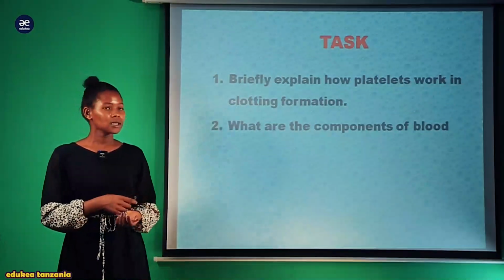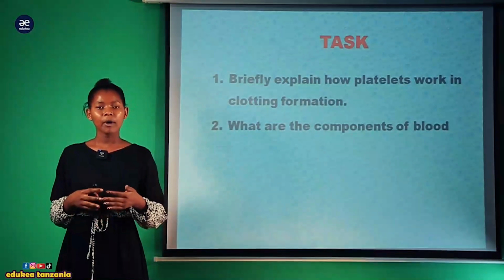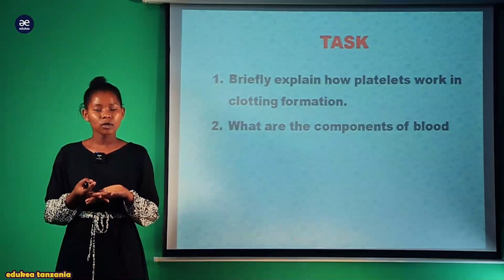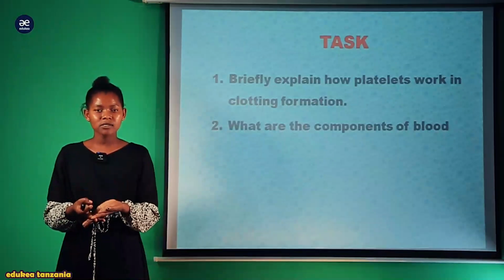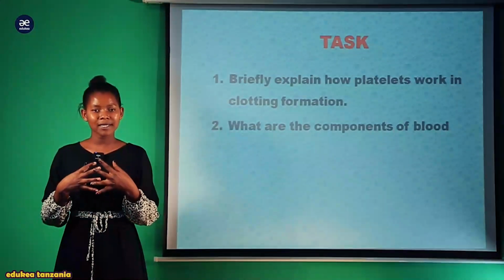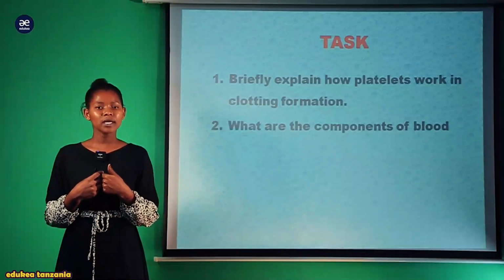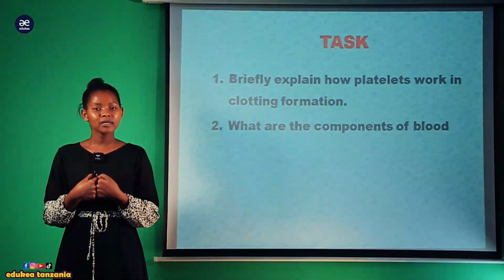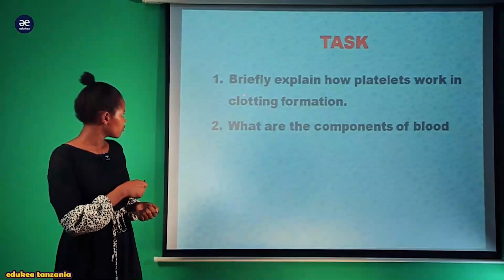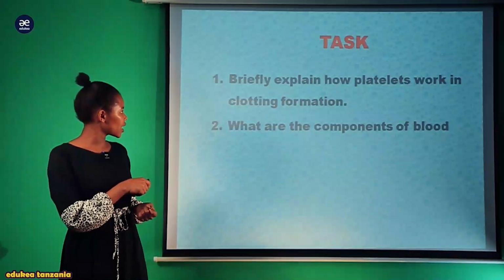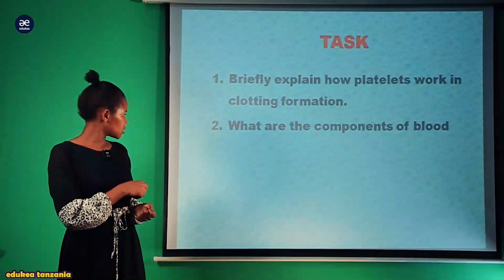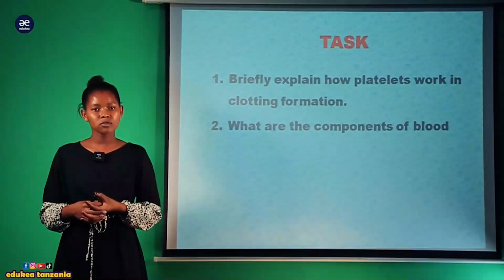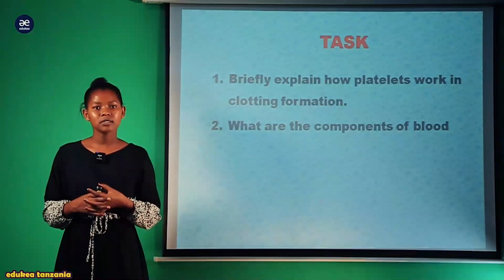And now my dear student, this marks the end of our good session ambako tuliangalia blood kama blood. Also we look on their components. We saw kuna plasma, kuna red blood cells, tuna white blood cell, as well as the platelets. And I hope you gain an insight, you gain knowledge on what does they mean. And now I would like to invite you to solve these questions. First, briefly explain how platelets work on clotting formation and what are the components of blood. I want you to answer these questions so as you could remind yourself on what you learned.